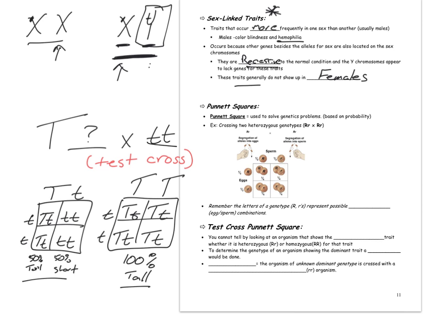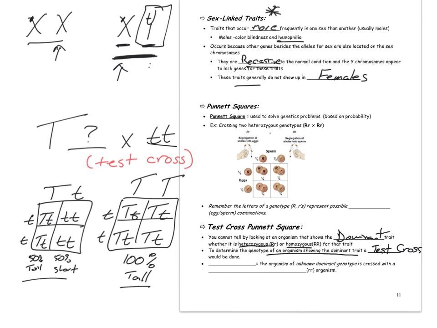As you can see, you cannot tell by looking at an organism that shows the dominant trait. You can tell with something that shows the recessive trait because you know it's two recessive alleles. But with something showing the dominant trait, you can't tell the genotype. You can't tell whether it's heterozygous or homozygous. To determine the genotype of an organism showing the dominant trait, a test cross would be done.